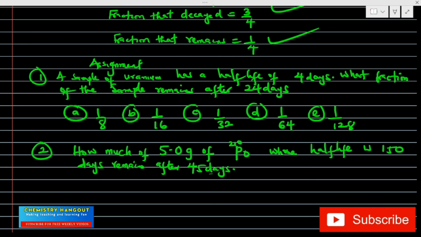So just try your hands on this, guys. I know it might be very technical, but just try your hands on this. How much of 5.0 gram of polonium whose half-life is 150 days remains after 45 days? If you cannot use those stages, you know the formula to use, that long formula. You can use it for this one. But just tell me what the answer is. 210 is the mass number they're just giving us.